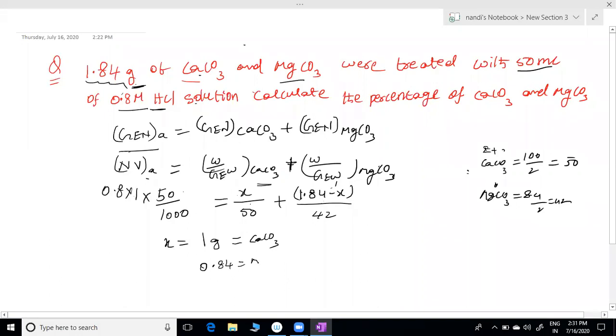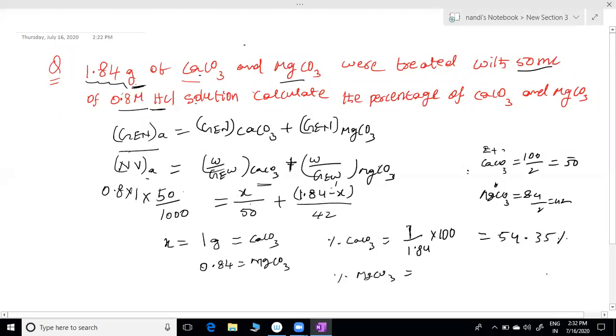Suppose I am asking the percentage composition of CaCO3, equal to 1 by 1.84 into 100, because weight of calcium carbonate by total weight into 100. You are getting 54.35%. You can subtract from 100, then you will get the percentage of magnesium carbonate. 100 minus 54.35, how much value? 45.65. This is the answer.